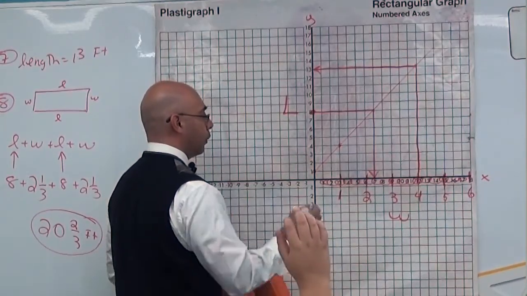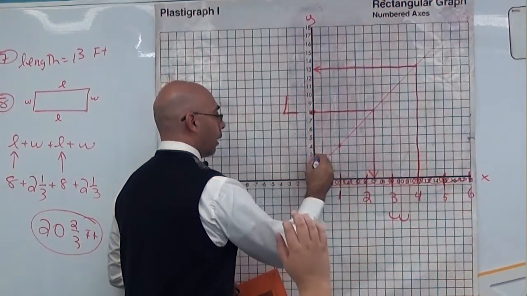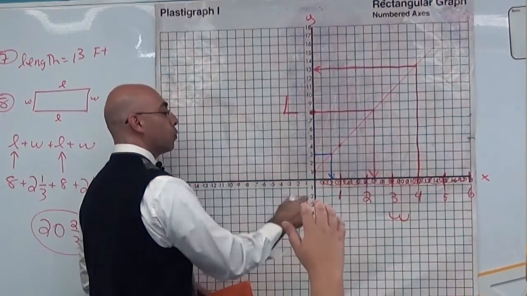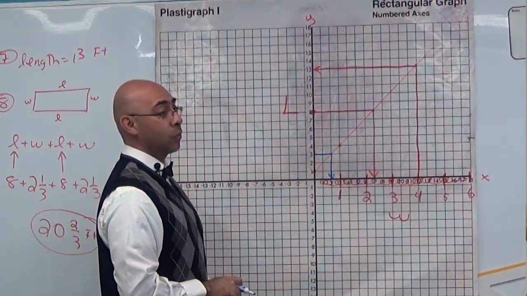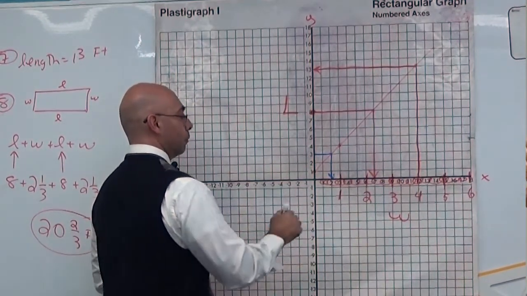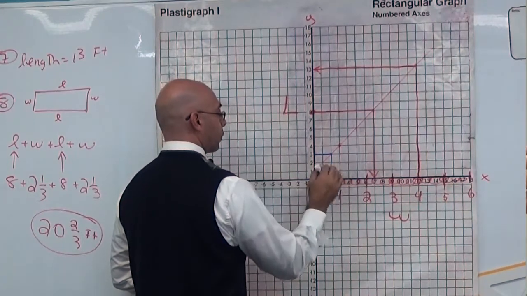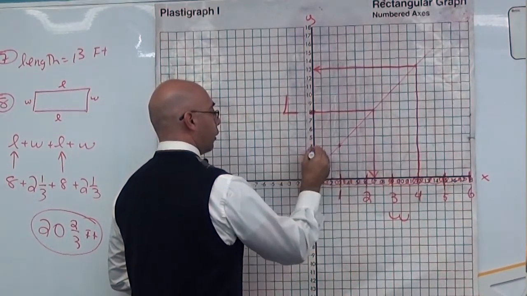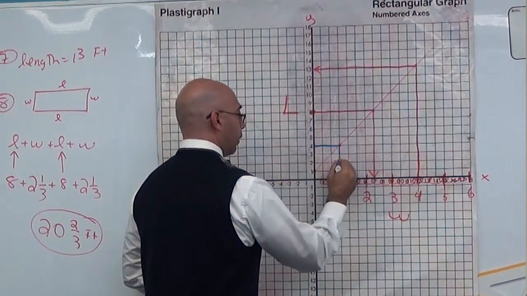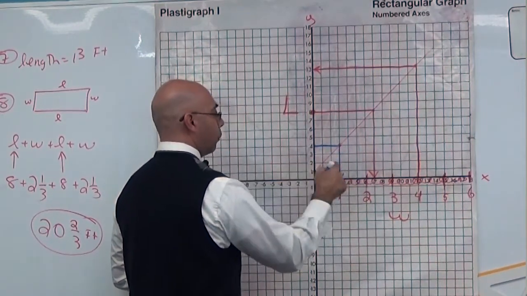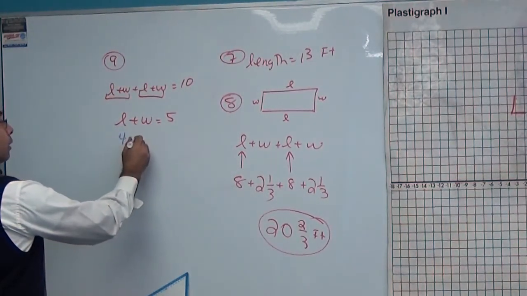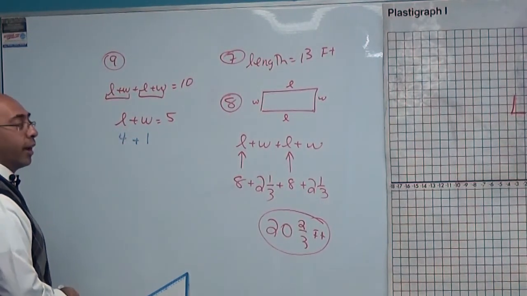If I have 3, I go over there and down. Oh, that's 2/3. 3 plus 2/3. So that doesn't work either. If I look over here, that doesn't work. So I erase that. Let's look at 4. Here's 4. Down there, 4 plus, oh, that is a 1. That's a 4 and that's a 1. So that's good. We could have a length of 4 plus a width of 1 to equal 5.